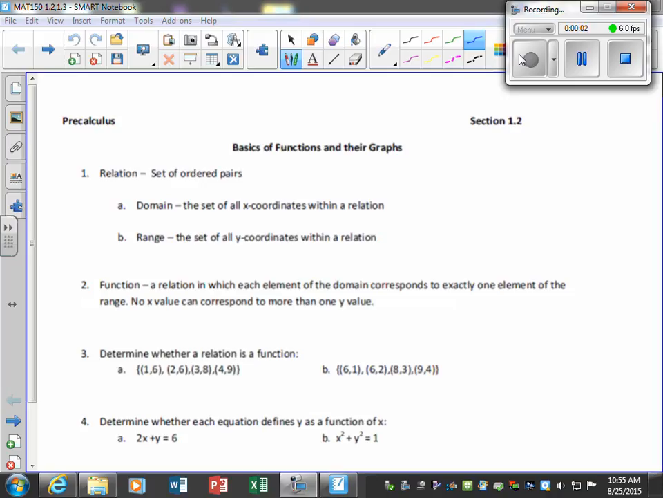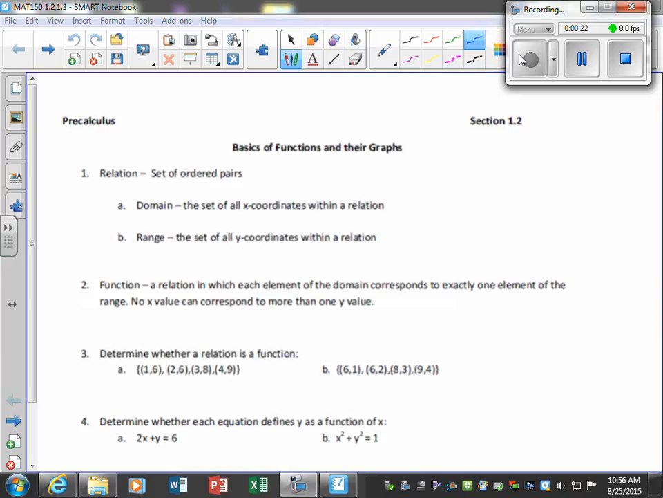Alright, this is section 1.2, basics of functions and their graphs. The first thing we're going to talk about is a relation, which is just going to be your set of ordered pairs. And the domain is the set of all the x coordinates. And we recall that the range is the set of all y coordinates within a given relation.